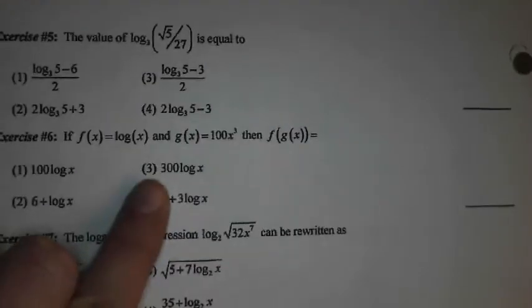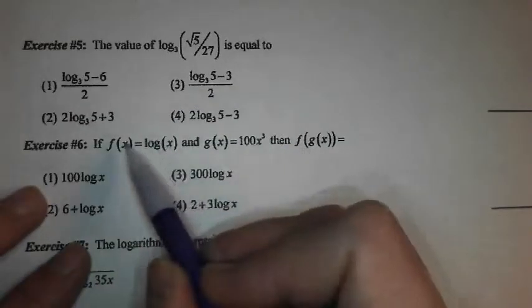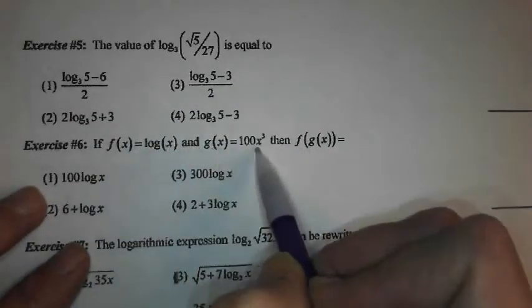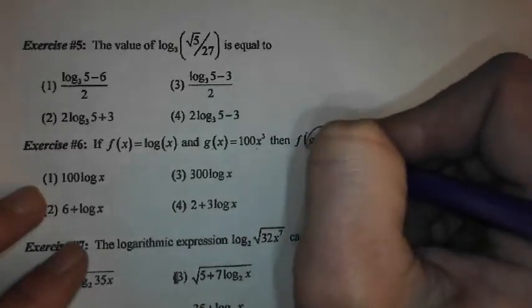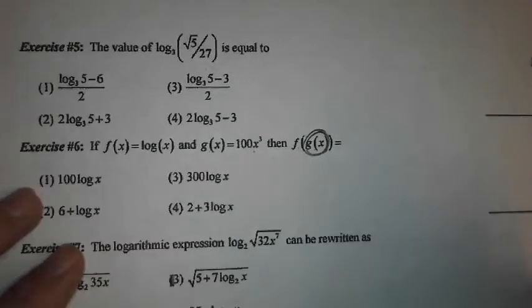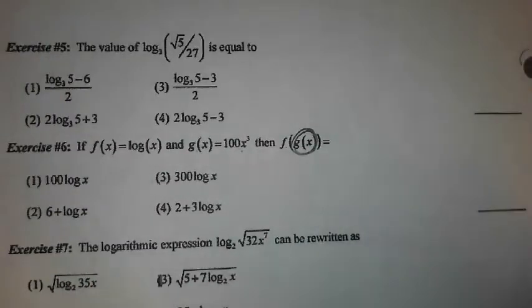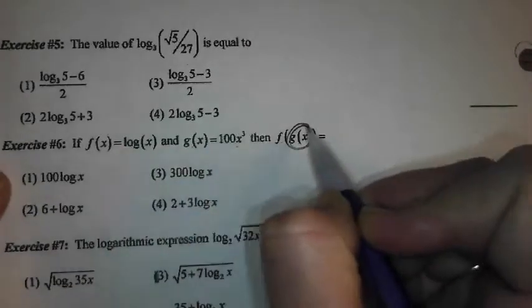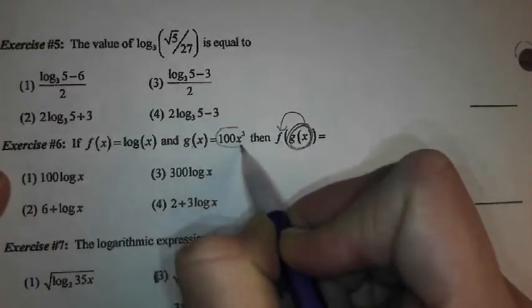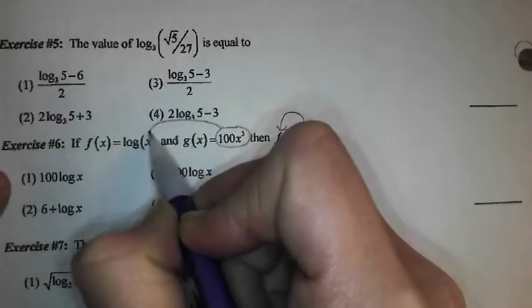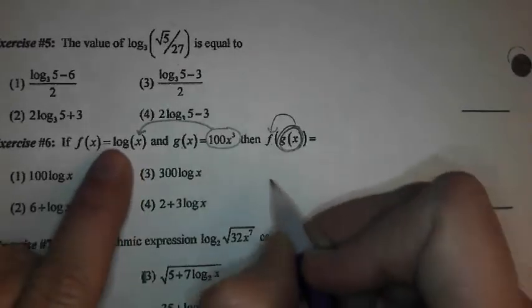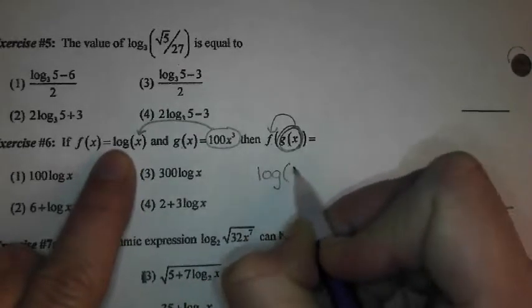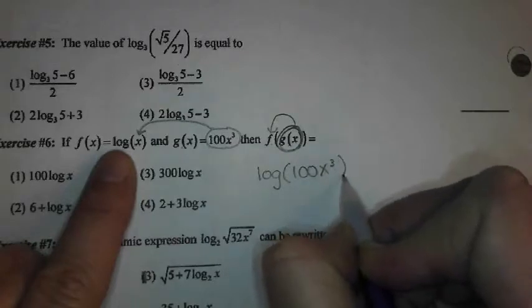6, okay, 6 composition of functions. They give us f of x, they give us g of x. They want f of g of x. So with compositions, you start on the inside, right? If we had a number there, we would figure out g of 7 or g of 8, but we don't. We just have g of x. So this entire g of x function, this entire 100x cubed, has to be put into the f of x function, which will create log of 100x cubed.